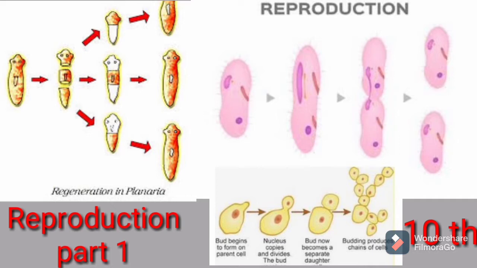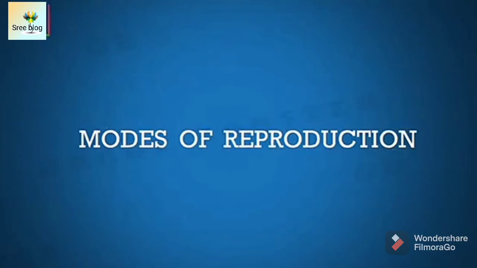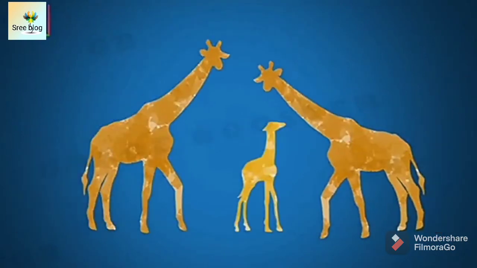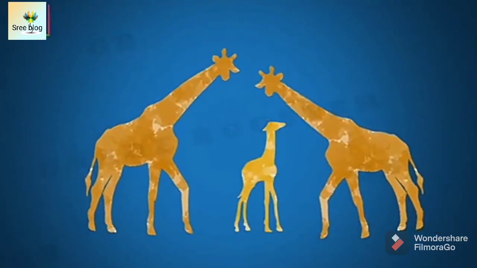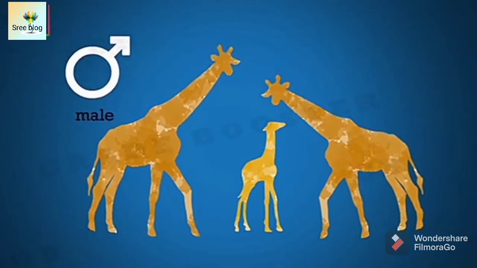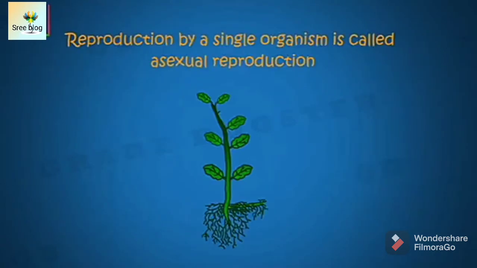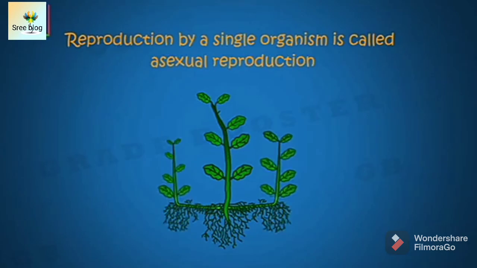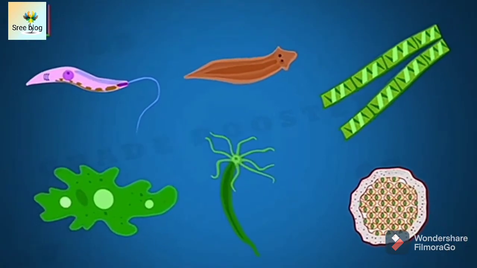Today we are discussing the reproduction lesson. In plants and animals, reproduction is a necessary life process for the continuation of life by producing offspring. Some organisms may reproduce differently in different situations. Some organisms may reproduce sexually and some by asexual reproduction.